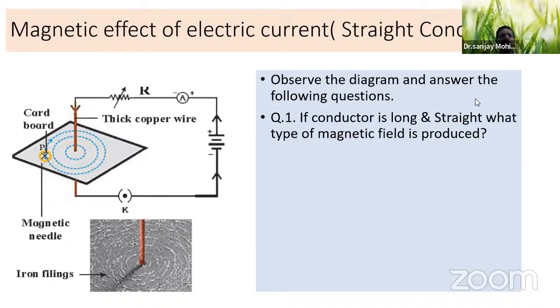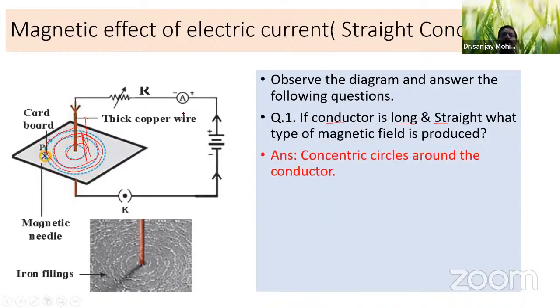If your conductor is long and straight, what type of magnetic field is produced? By looking at the diagram, we can come to a conclusion. Here we have a straight conductor, and around the conductor concentric circles appear. So if our conductor is long as well as straight, concentric circles are formed.